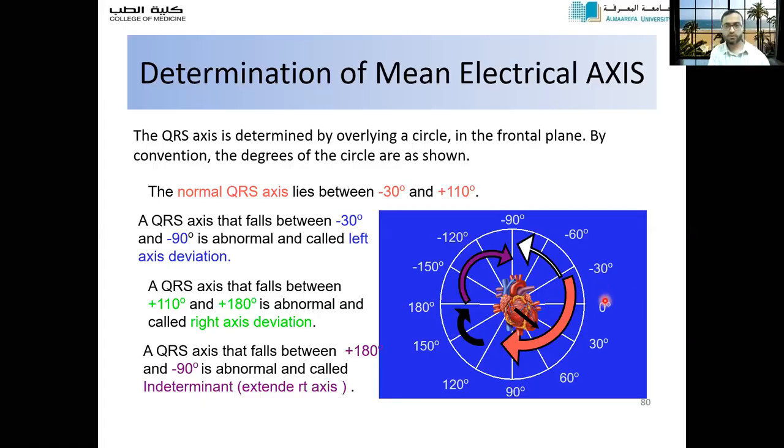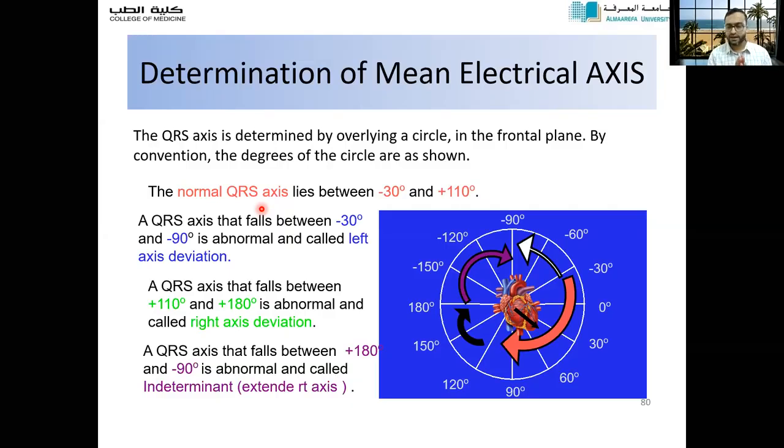So these 4 probabilities are there, whether it's a normal axis of -30 to 110, left axis deviation, right axis deviation, or extreme right axis deviation. And please keep in mind that we are measuring a QRS axis. We can measure the axis of each lead, P wave or the T wave, but when we don't mention which axis we are measuring, it always applies to the QRS axis. And commonly in practice, only the QRS axis is measured.